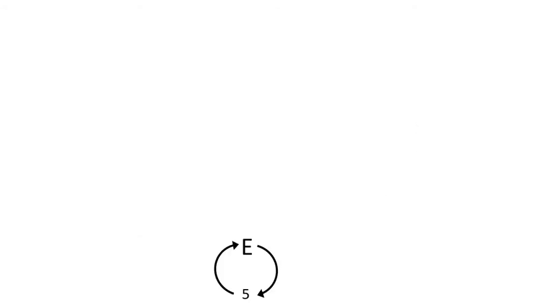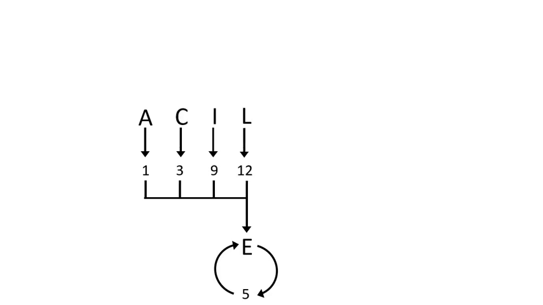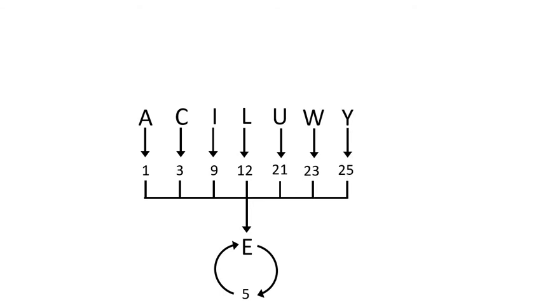But what if we try using the last letter of each number? So 5 ends with E, and E is the 5th letter. And also ending with E is 1, 3, 9, 12, 21, 23, and 25. And ending with Y is 20, and ending with T is 8. So that's this whole section, and now let's find another fixed loop.